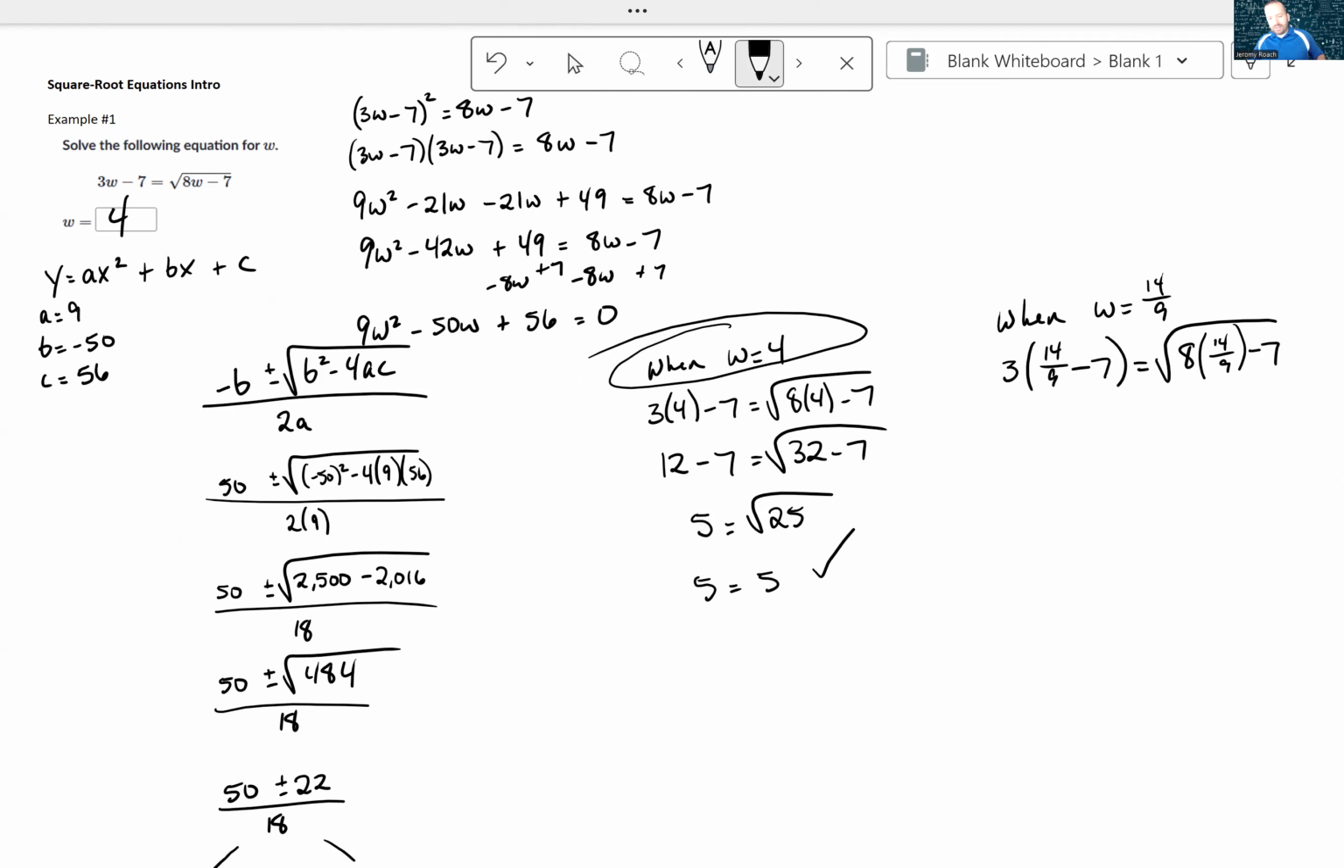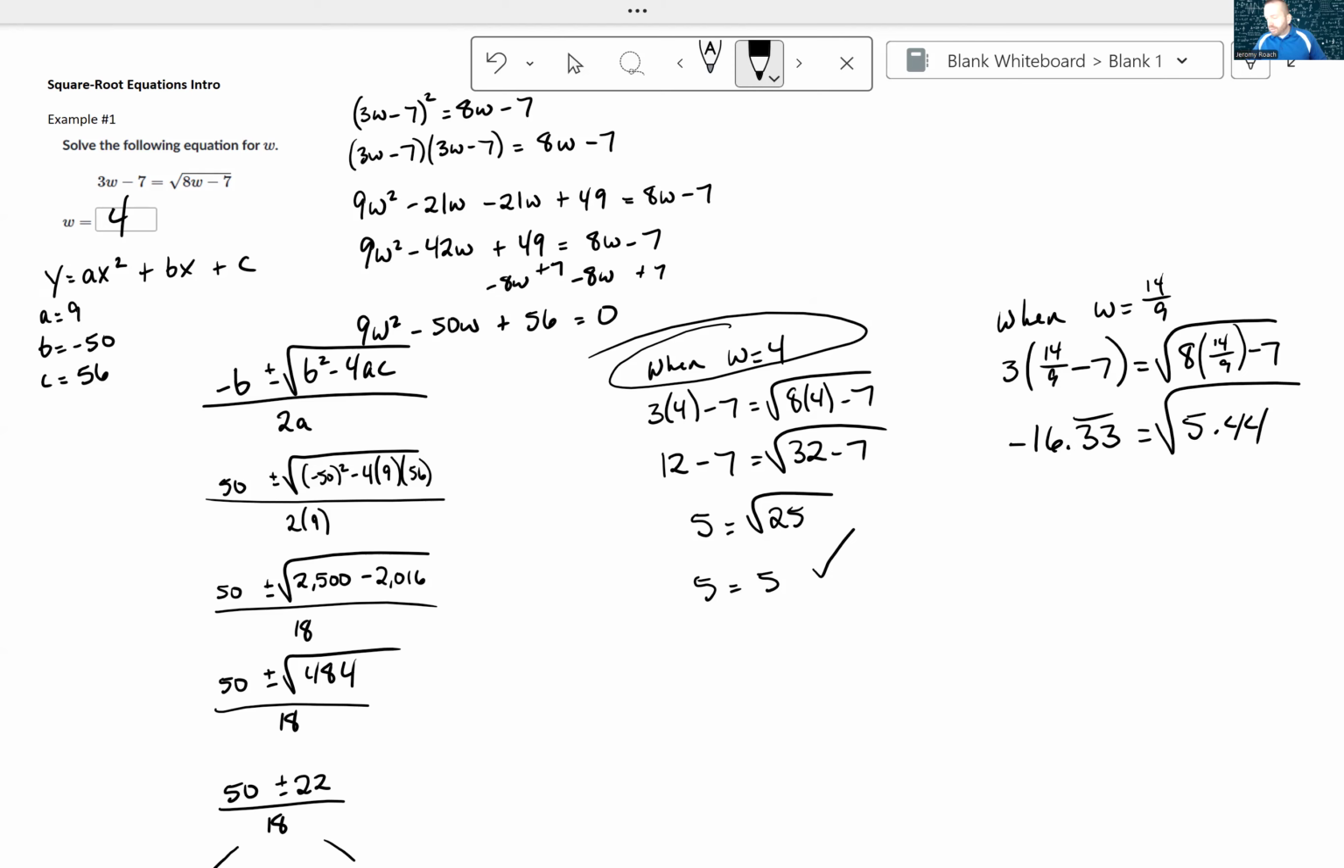We can do that, but for now we'll just say this is probably an extraneous solution. So I would type 14 over 9 in your calculator. We get a decimal of 1.5 repeating, minus 7, and then times by 3. And the decimal is negative 16.3 repeating. And we want to know if that equals the square root of this. So we'll do 14 over 9 first, times 8, and then minus 7. And that gives us 5.44.